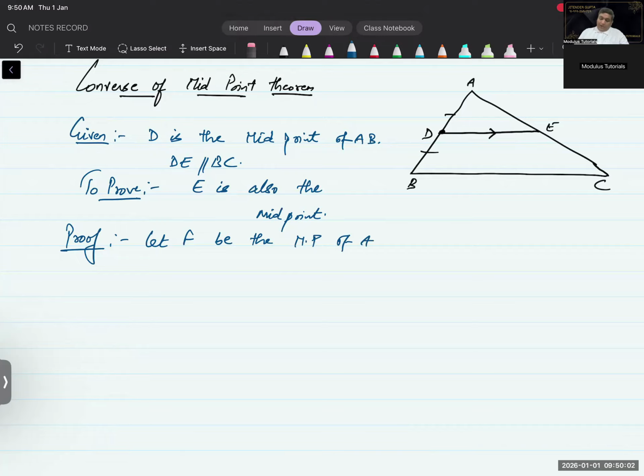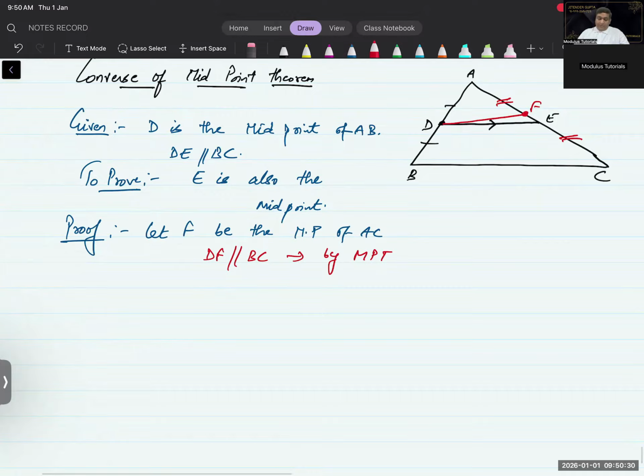Right? Well, in that case, if F is the midpoint, take it here. Join D with F. Right? So in that case, what can I say? If F is the midpoint, then very clearly DF will be parallel to BC. This is directly by midpoint theorem. Because if F is the midpoint, guys, D is already the midpoint, so DF will be parallel to BC, right?